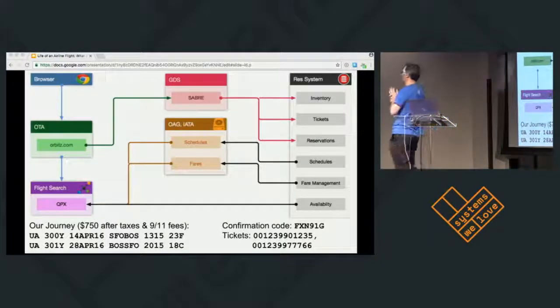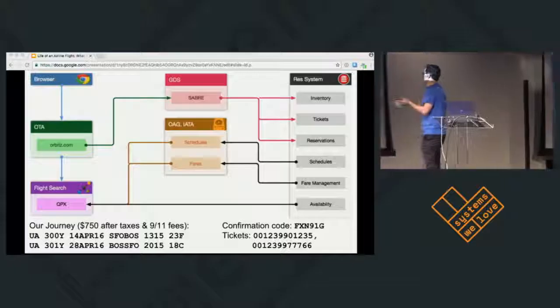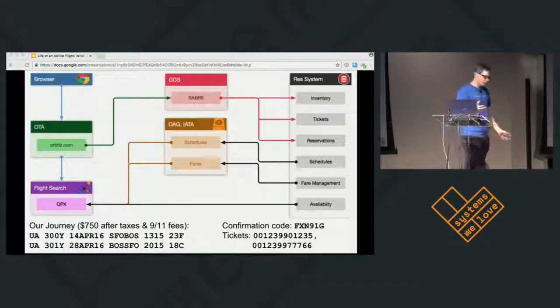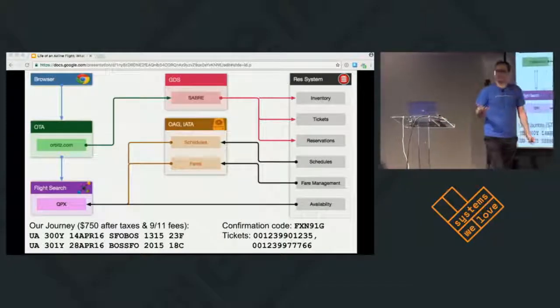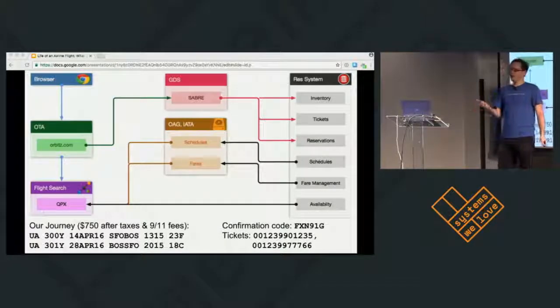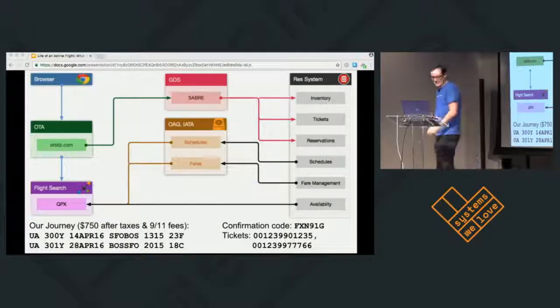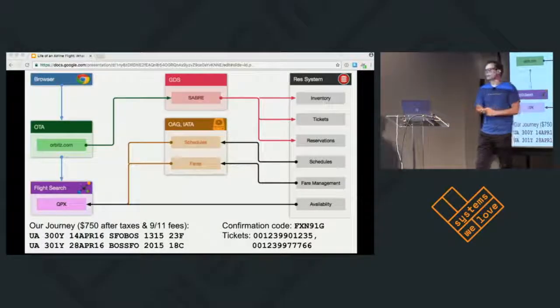One other interesting bit before we leave this slide is that confirmation code, FXN91G, it's a 6-character string. Why is it that? Because in the early days, that was the block address on a disk where your PNR lived. So literally, they just printed a pointer out and gave it to you. Which, I mean, is great, right?